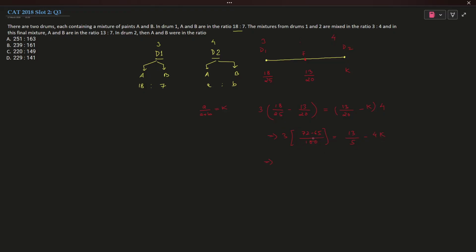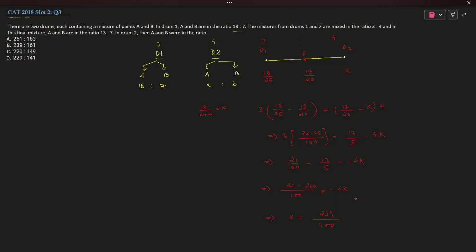From here, 21 by 100 minus 13 by 5 is equal to minus 4k. If I take LCM 100, 21 minus 260 is equal to 4 times k. From here I can say k is equal to 239 by 400, right? 239 by 400.